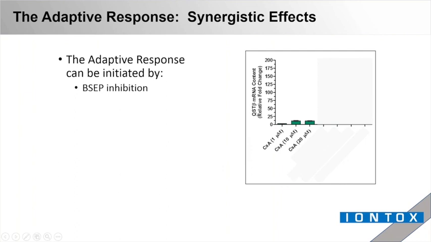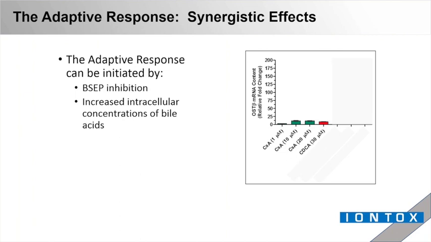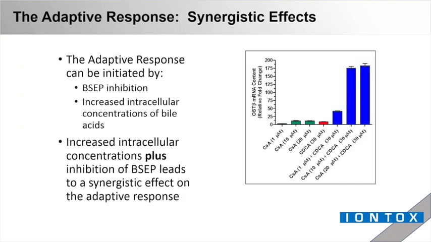So here on this graph, we're looking at OST beta, which again is one of the heterodimers for the bile salt efflux transporter. We're looking at gene expression here on this axis, and when we apply cyclosporin A to the liver, cyclosporin A is a BSEP inhibitor, we get an increase of OST in order to compensate for the lack of BSEP being able to export the bile salts out of the cell. When we vastly increase the intracellular concentrations of bile acid, we see a similar response. So when we either block BSEP or increase exogenous CDCA, we get a response from the OST beta. However, when we do both at the same time, so we're inhibiting BSEP as well as increasing intracellular concentrations of CDCA, we get this synergistic effect and this massive increase in OST beta mRNA expression. And so this is what is known as the adaptive response.